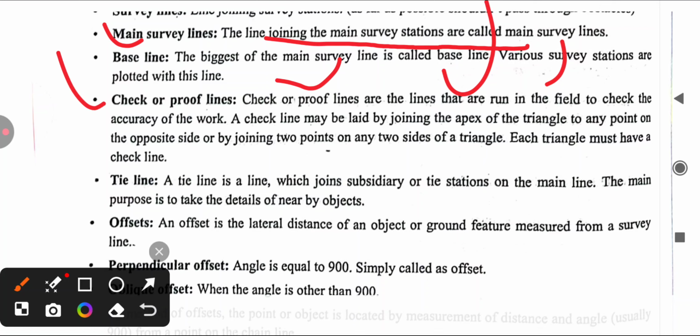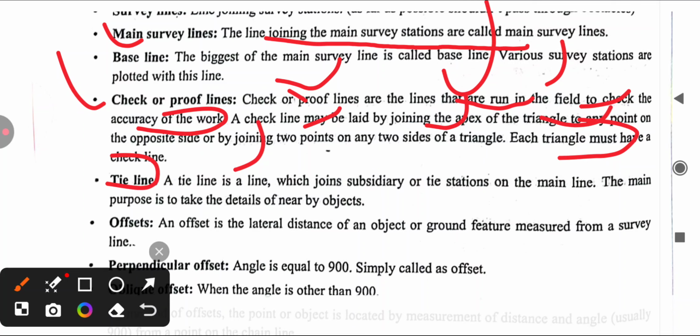Check or proof lines are the lines that are run in the field to check the accuracy of the work. The check line may be laid by joining the apex of a triangle to a point on the opposite side, or by joining two points on any two sides of a triangle. Each triangle must have a check line.